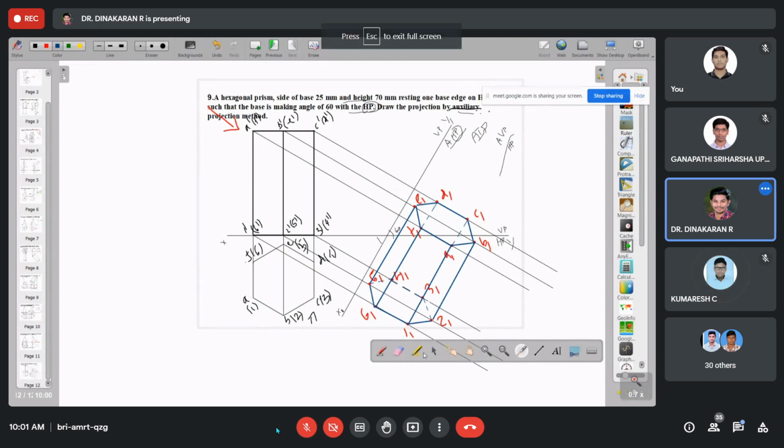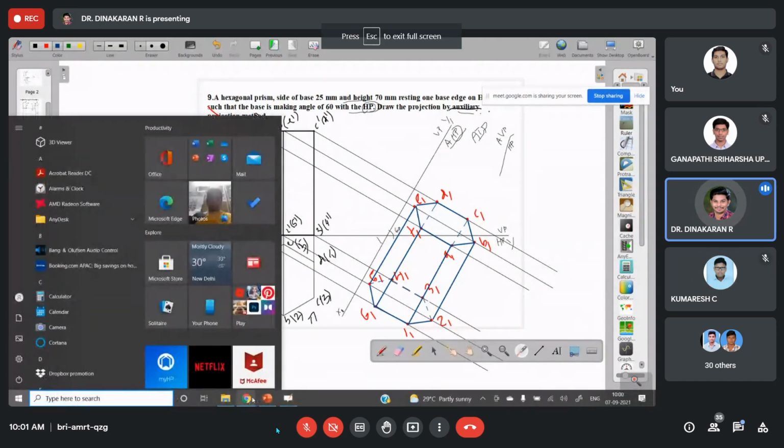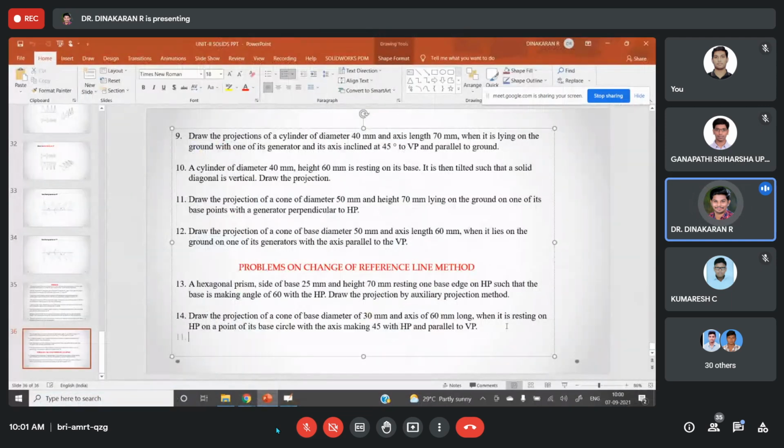No, sir. This problem is for your homework. Try it with the change of reference line method. Draw the projection of a cone of base diameter 30 mm and axis 60 mm long, when it is resting on HP on a point of its base circle with the axis making 45 degrees to VP. This one is a twisted problem.